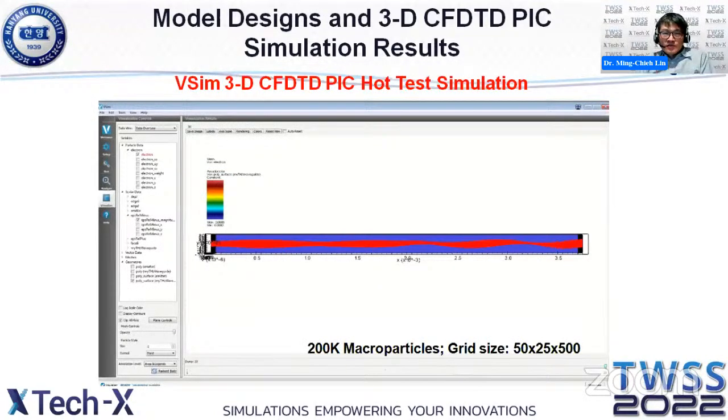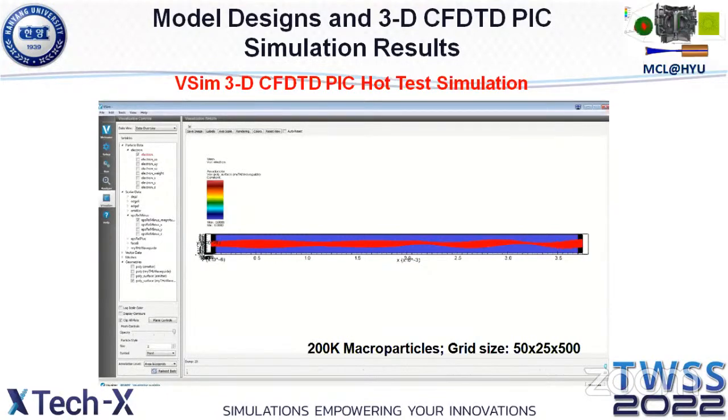The good thing about using VSim for vacuum electronic device study is that you can use the same grid. After we perform the cold-test simulation, with the same grid, we can continue to study hot-test simulations. We use exactly the same setting, the same grid, but just launch the beam. Here I use 200,000 microparticles, and the grid size is 50 by 25 by 500 because it's quite long. We want to see the electron beam and terahertz wave interaction along this waveguide.